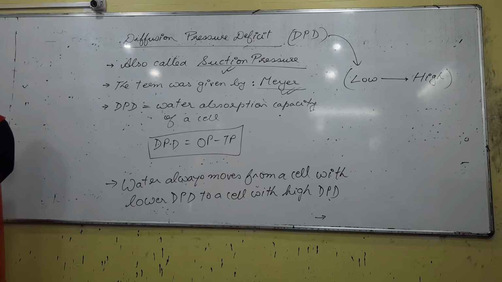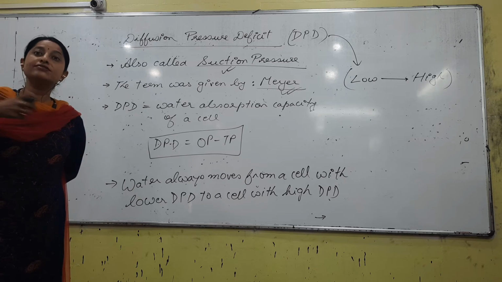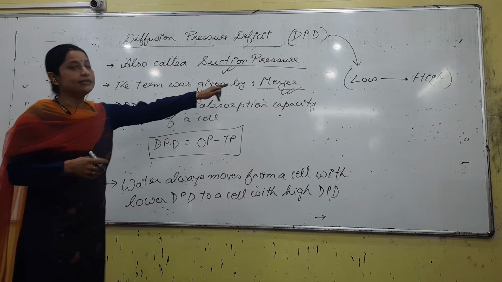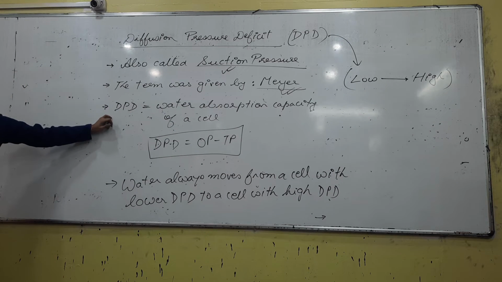Right. So, first, what is DPD? It is nothing but the suction pressure. What is suction? The amount that you take in is what is called suction. A cell develops pressure because it is sucking, so that is called suction pressure. DPD is nothing but the water absorption capacity of a cell.